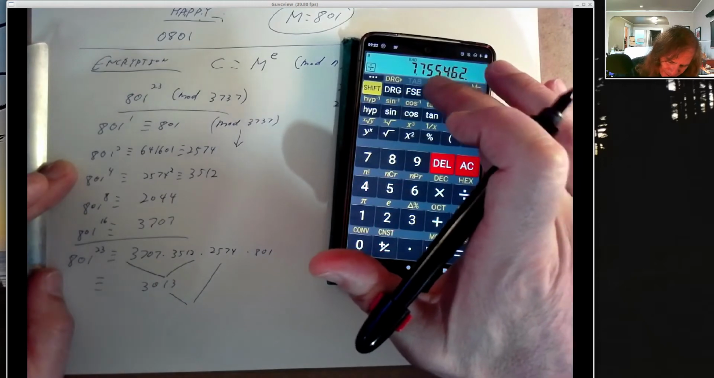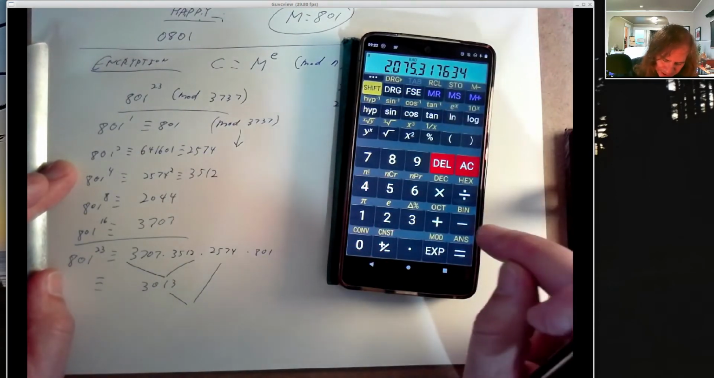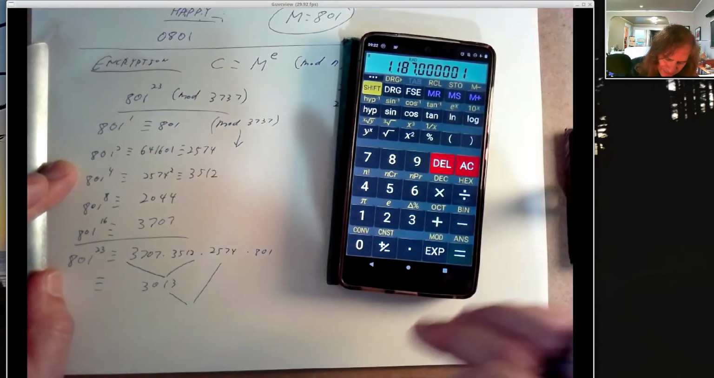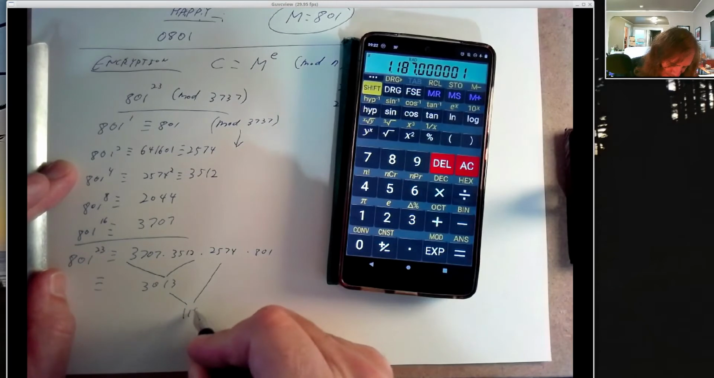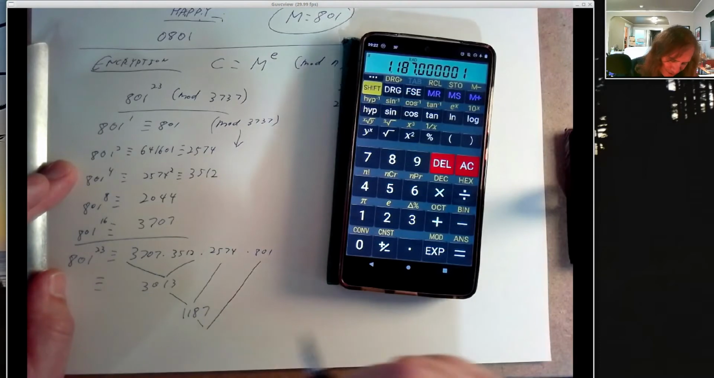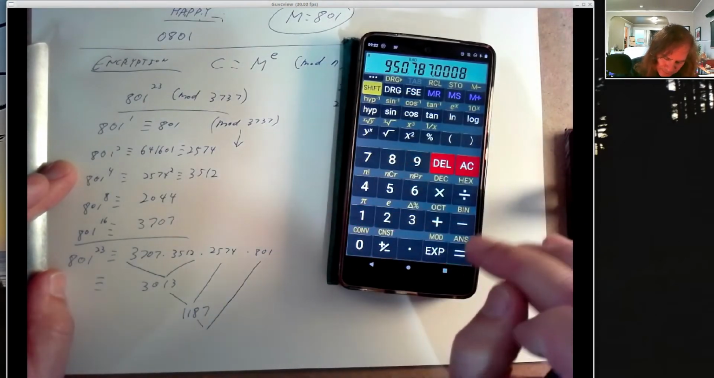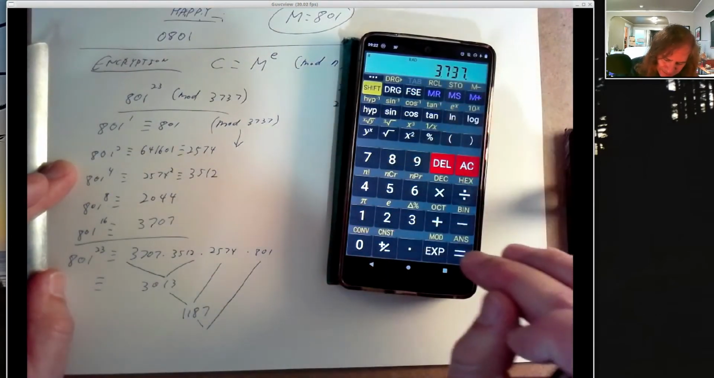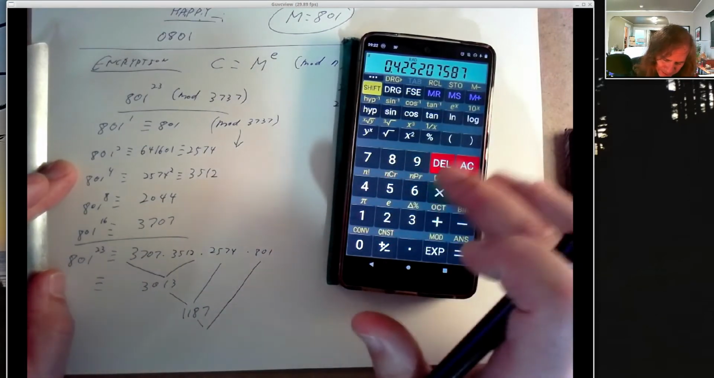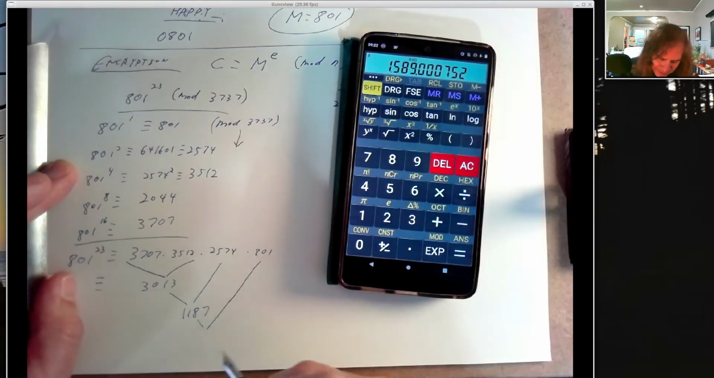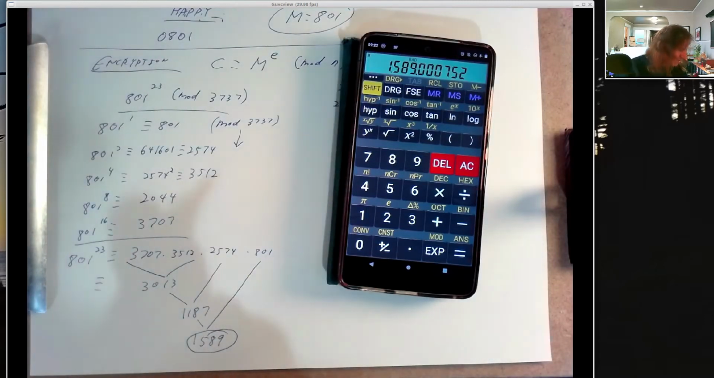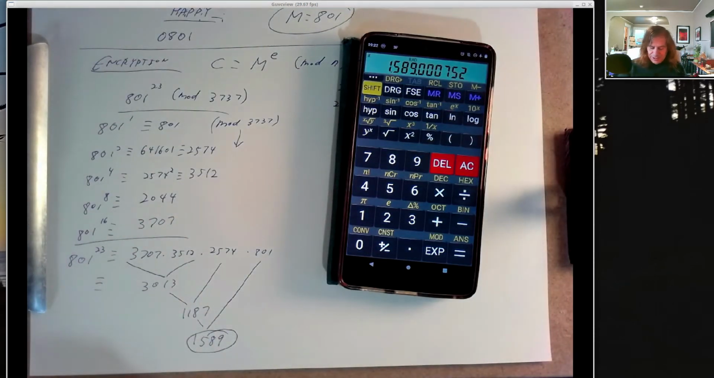Divide that by my moduli, subtract 2075, multiply by my moduli. This is congruent to 1187 with a little bit of rounding error there. And then if I take that and multiply by 801, divide by my moduli, subtract 254, and multiply one more time by the moduli, I get 1589. All right, that is my encrypted message.